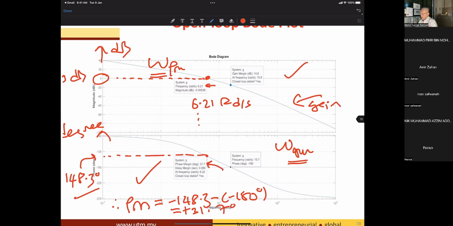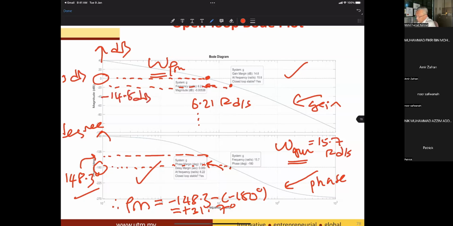Okay, the second is how you get omega GM. Omega GM, omega gain margin, is when the phase crosses at minus 180. It cuts here. What is its frequency? 15.7. Unit? Radian per second. Then go up and look at the gain, roughly here at 15.7. What is the value of the gain over there? Minus 14.8 decibel. So the gain margin is 0 minus (minus 14.8), which is positive 14.8 decibel.